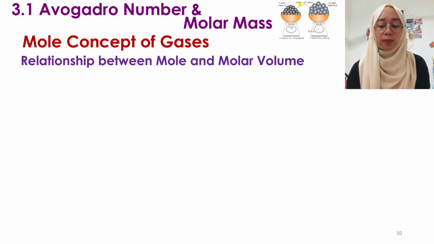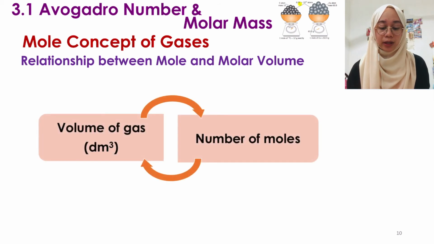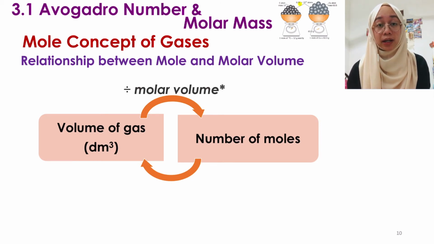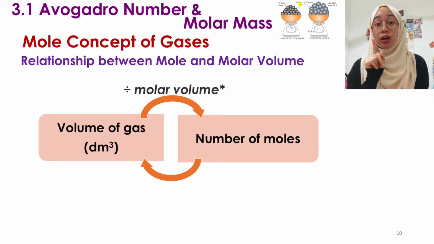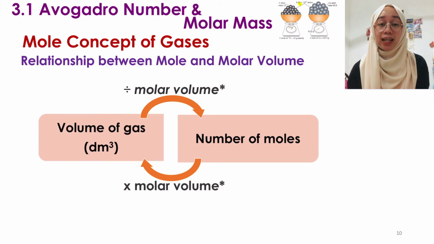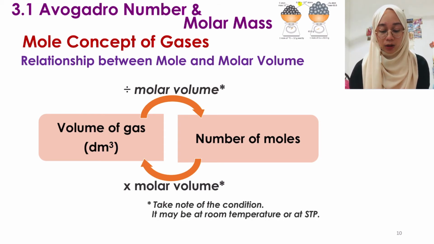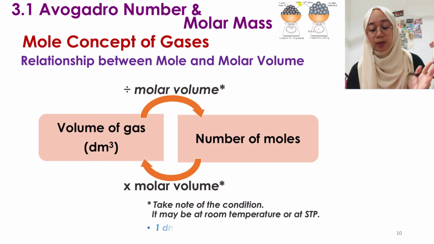So relationship between mole and molar volume. Okay, jadi basically kalau nak cari number of mole, okay, given to you adalah volume of gas, so you need to divide by the molar volume. Tapi molar volume tu mesti tak sama because kamu kena tengok dia punya condition. It might be in STP, it might be in RTP, room temperature. Okay, so if you have the number of mole, you just need to times with the molar volume lah. Okay, so take note of the condition. It may be at room temperature or STP.